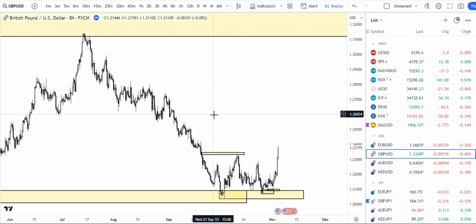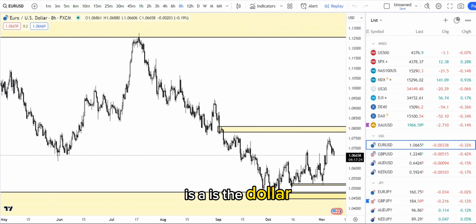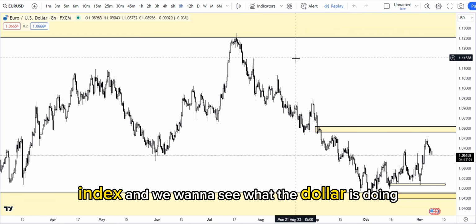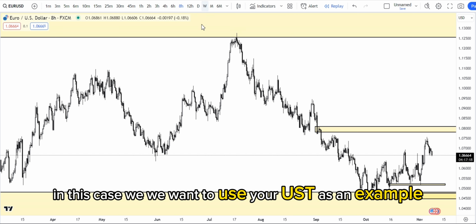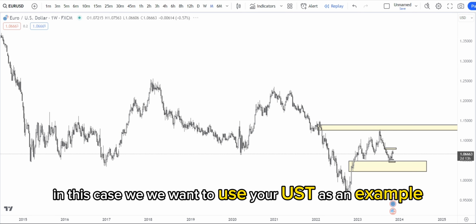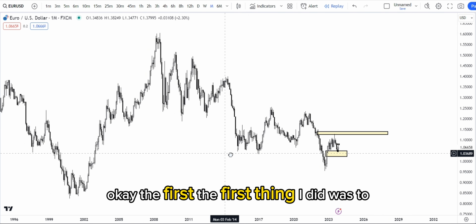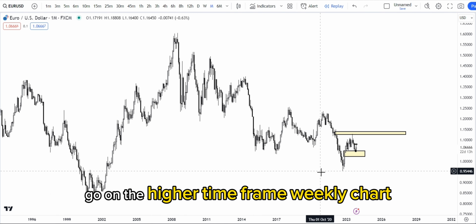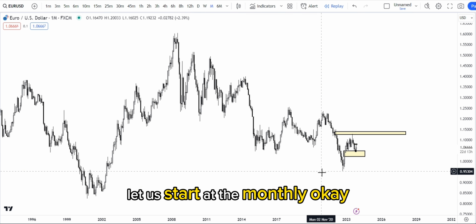Let us start with Euro USD, because as you know, Euro USD or DXY is the dollar index, and we want to see what the dollar is doing. But in this case, we want to use Euro USD as an example. The first thing I did was to go on the higher time frame weekly chart. Let us start at the monthly.